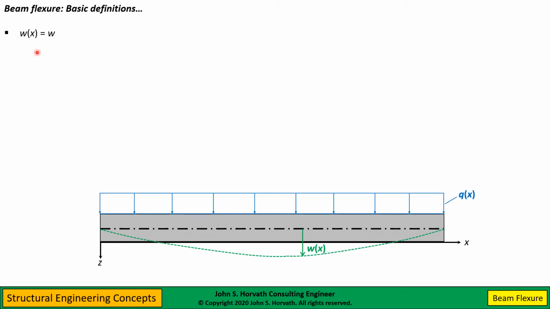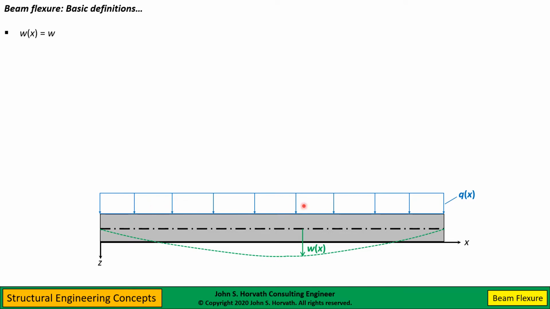Very frequently I will leave off the X or XY notation and just use the letter by itself, in this case W, to indicate settlement as the result of some applied load I call Q of X. Now, please don't misunderstand. This does not imply a uniform distributed load. This is just a stand-in for a load.